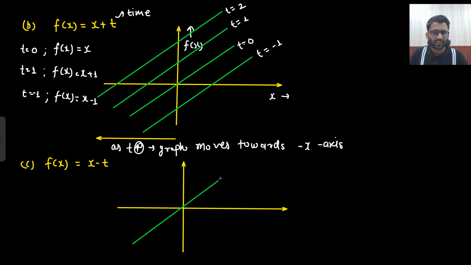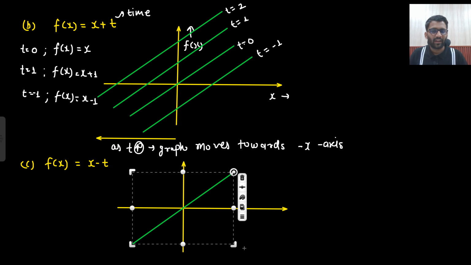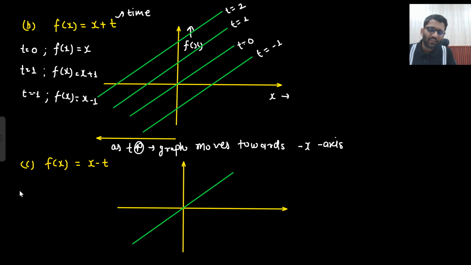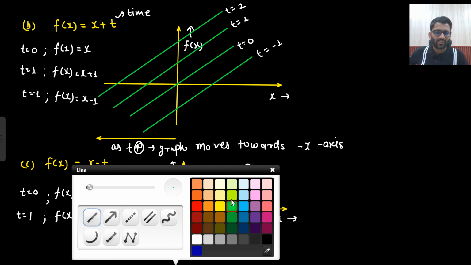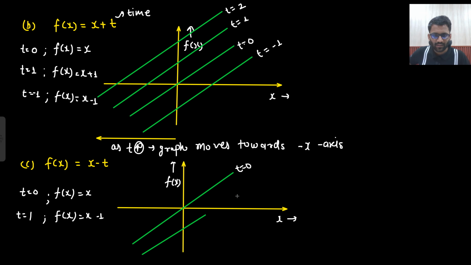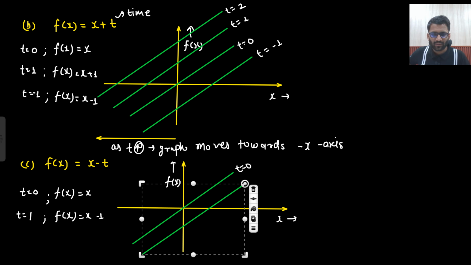Draw the graph for this. At t equals to 0, fx equals to x. At t equals to 1, fx is equals to x minus 1. So this is fx equals to x minus 1. This was at t equals to 0. At t equals to 1, fx equals to x minus 1. That means at y axis it will cut at 1.